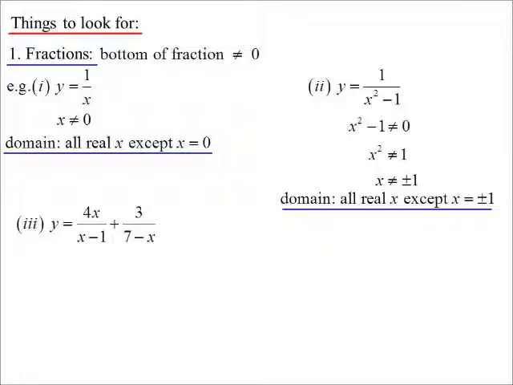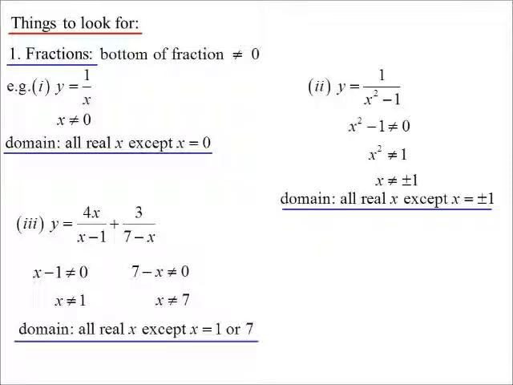If I've got two fractions, both fractions still have to obey the same rule. So x minus 1 can't equal 0, so I know x can't equal 1. 7 minus x can't equal 0, so I know x can't equal 7. So all real x, except I can't put in 1 and I can't put in 7.